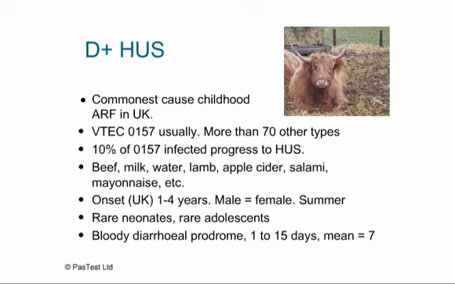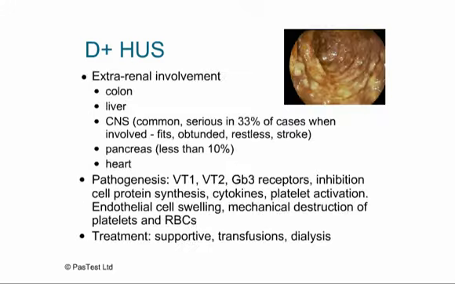As well as the kidneys being involved, there are other extrarenal sites. Obviously the colon's involved, hence the colitis and the rarer complication of rectal prolapse. You can get a hepatitis, and as we mentioned in one of the preceding questions, CNS involvement is very common. It's said to be serious in around a third of cases where it's present, and those individuals can be obtunded or restless and very rarely can have fits or strokes.